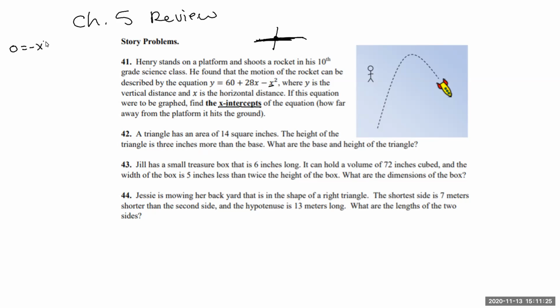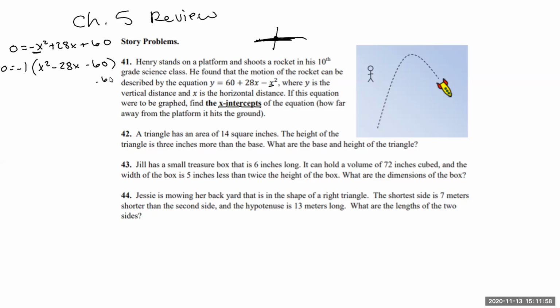So we're going to have negative x squared plus 28x plus 60. And now I'm actually going to take out a negative 1 because we want a, or the first term here, to just be 1 or just x squared. So I'm going to pull out that negative 1, and what's left inside is x squared minus 28x minus 60. And now we're going to use the AC method.